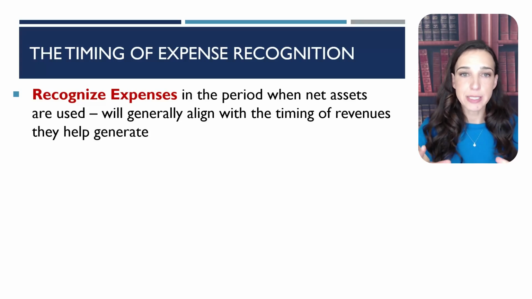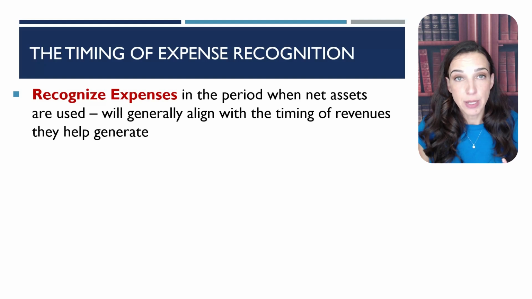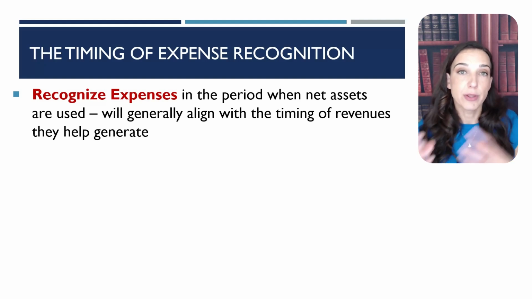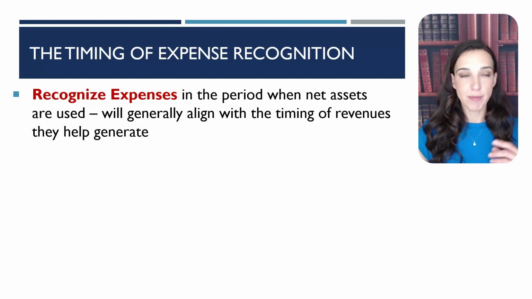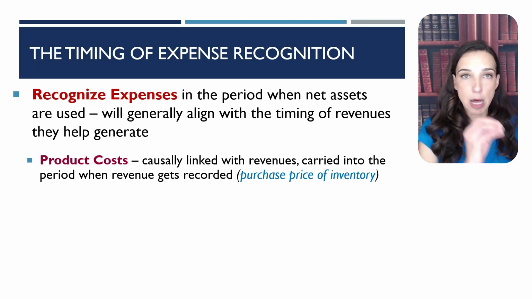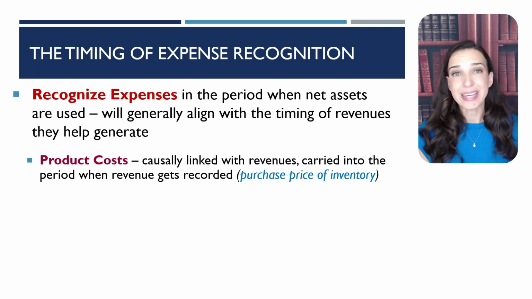So all expenses are going to be recognized in the period when the net assets are used up. That will generally align with helping us drive the revenues. So we have three basic groupings of expenses. One are product costs. Sometimes we can directly link that a certain activity helps us to generate the revenue. The inventory, that's kind of the most obvious one.